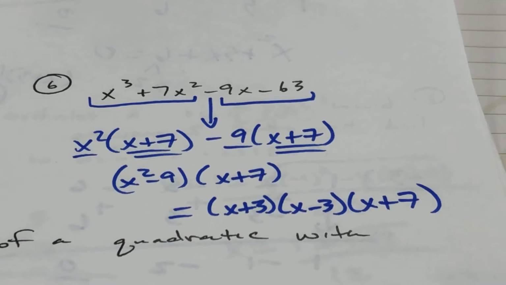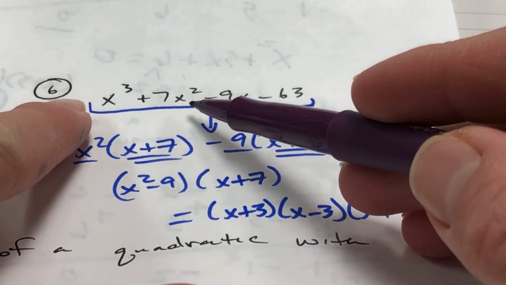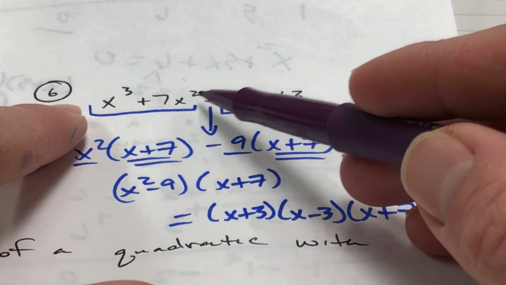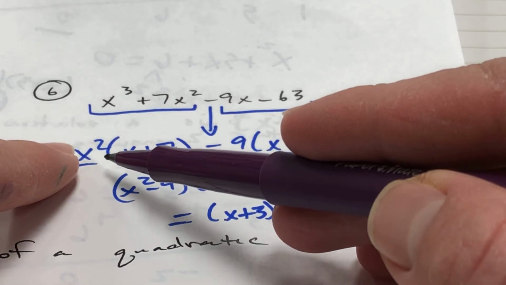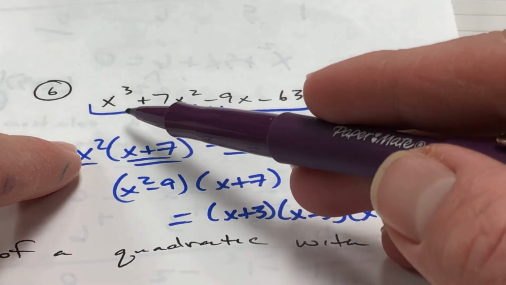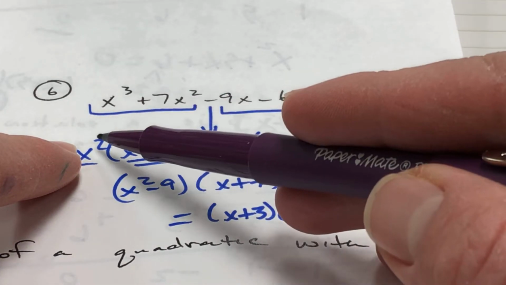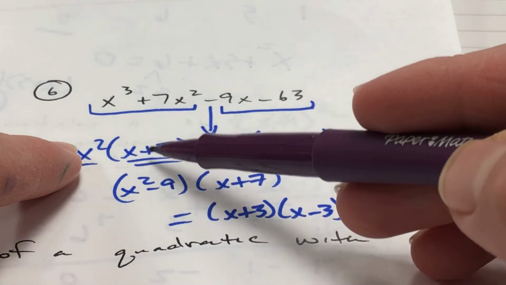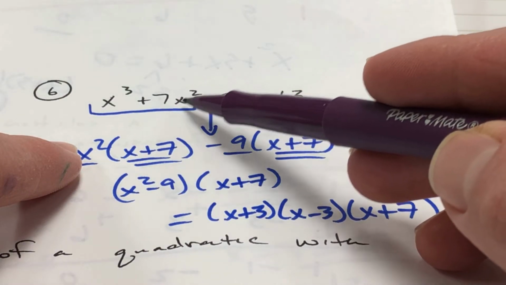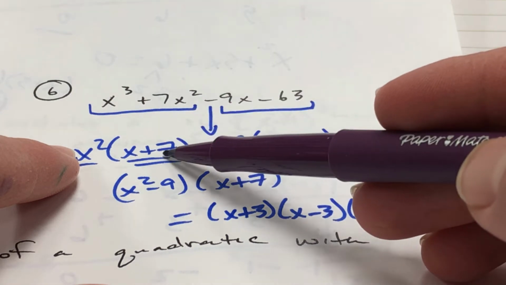On 6, the same deal here. We're going to put these first 2 terms together. They both have x squared in common. We factor it out. x to the third, we took away 2 in the exponent, so you're left with x plus 7x squared. If I take away the x squared, I'm just left with 7.